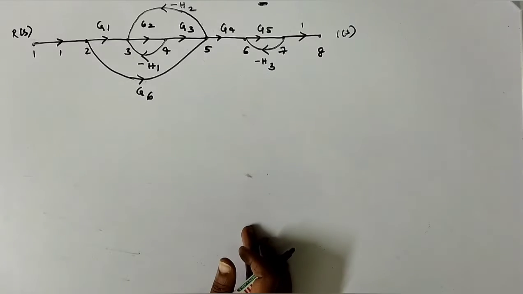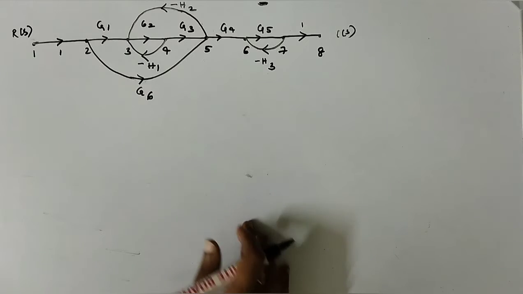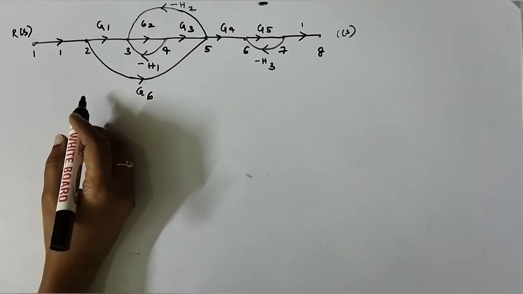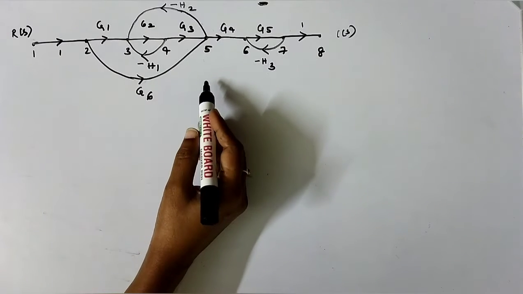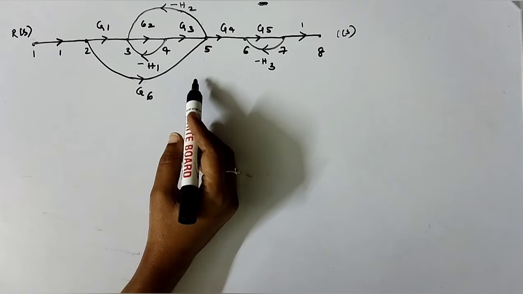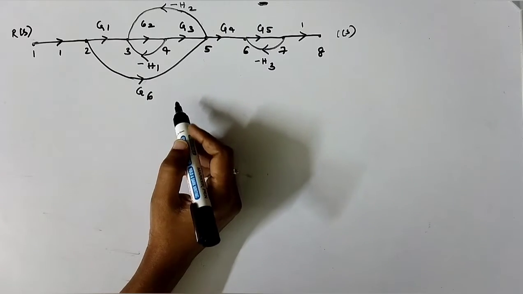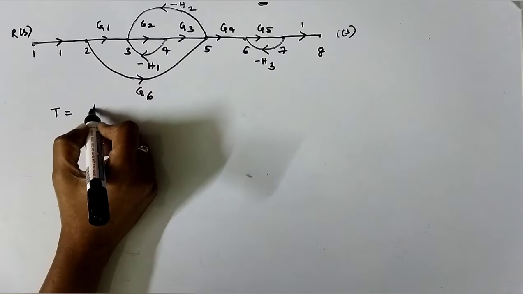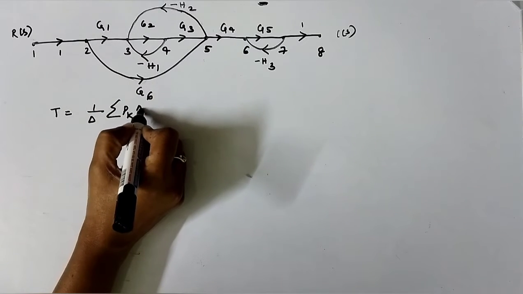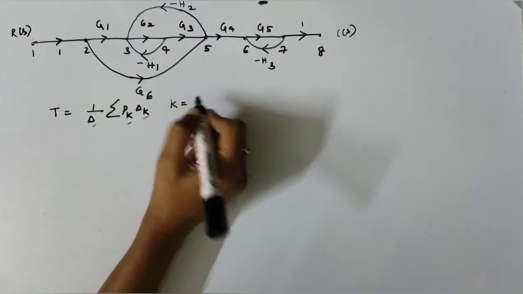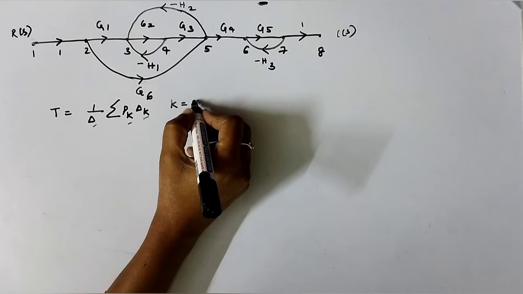In the last session, we have seen Mason's gain formula and the algebra regarding the signal flow graph. In today's session, let's solve a problem regarding the signal flow graph. In this particular graph or the system, we will find the transfer function. And we know the formula for this is overall transfer function equal to 1 by delta sigma Pk delta k. Now, k stands for the number of forward paths.